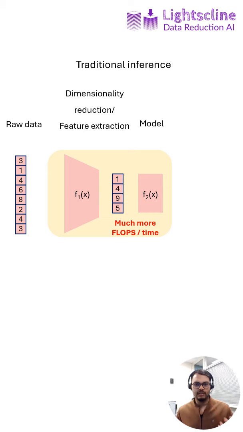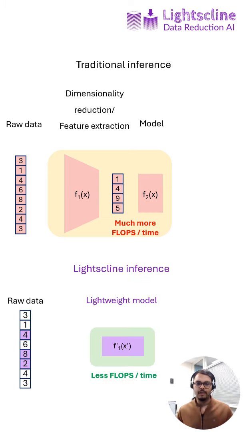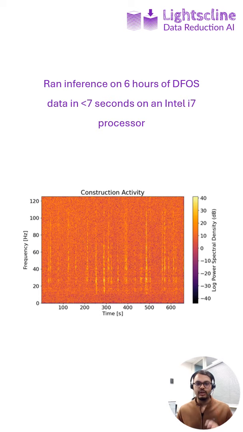So here, the traditional inference remains the same, but in Lightscline inference, we are only doing inference on the sample dataset, and these samples are passing through the lightweight model that we have. So a combination of both of these things gives us significantly fewer flops, significantly less time, and so on. We'll look at two examples of real world applications.